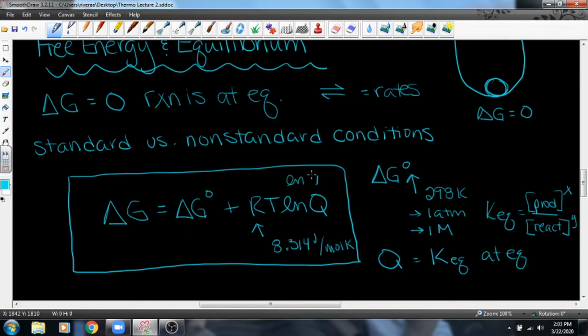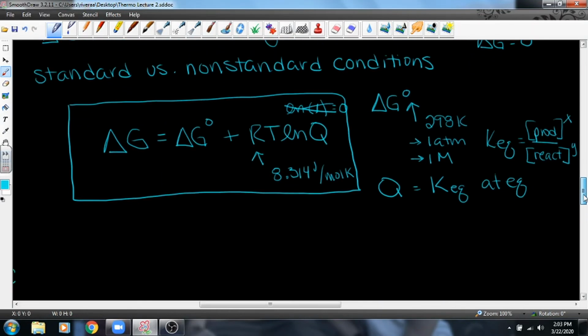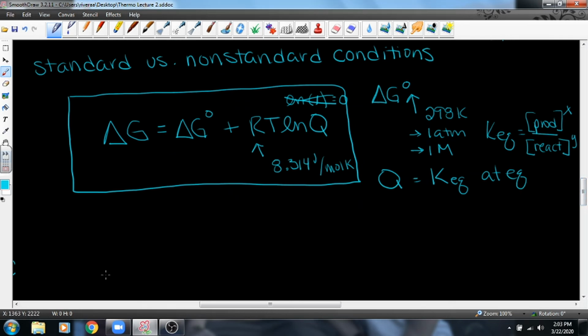And we all know that the natural log of 1 is equal to 0. So that makes this whole thing essentially equal to 0. So then delta G under non-standard conditions would equal the delta G at standard conditions, which makes sense, right? Like if we were at standard conditions, these two things would be the same. But if we are not at standard conditions, then we can just go ahead and use this factor to figure out what the delta G would be under non-standard conditions.